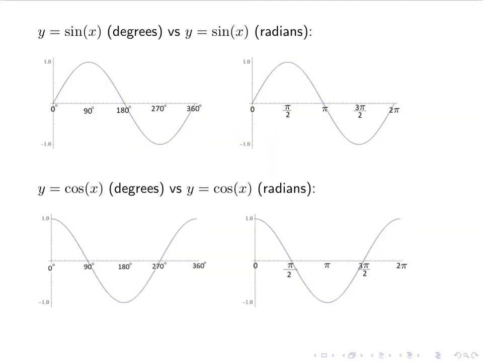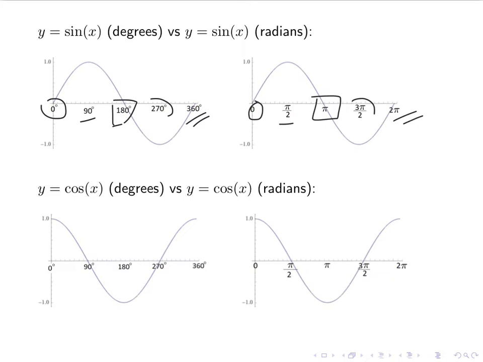So we're going to look at a couple of graphs right here. The first two are y equals sine of x. The first one is in degrees and the second one is in radians. Notice the shape of the picture is the same. The only difference is the x values. We always have 0 degrees is 0 radians, 90 degrees is pi over 2 radians, 180 degrees is pi radians, 270 is 3 pi over 2, 360 is 2 pi. Again, it's the exact same picture, just with the x values converted from radians to degrees.